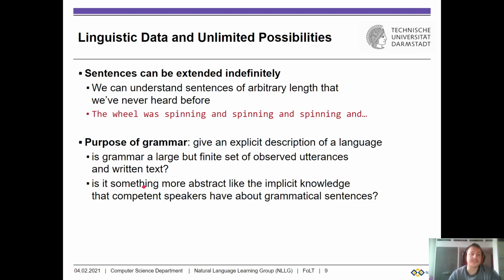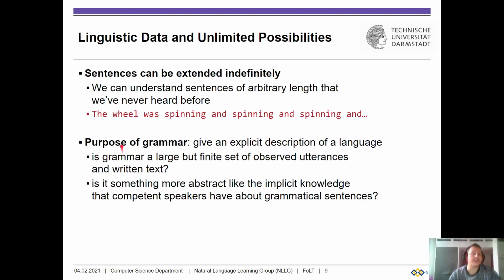Then the second question, is it maybe something more abstract, like the implicit knowledge that competent speakers have about grammar? In a sense we would answer this yes. It's certainly not a finite set, but it's most likely something more abstract, with more abstract rules, and this may be implicit, so it may be embedded in our minds, in our brains, but we do not have an explicit representation of that.